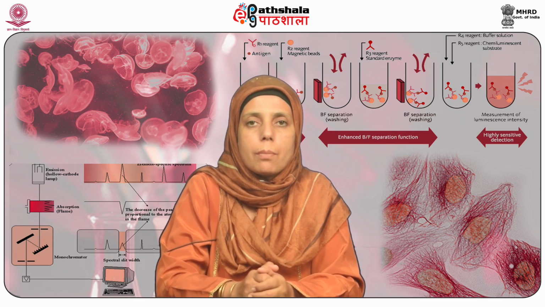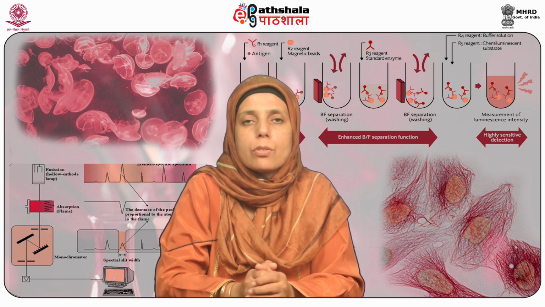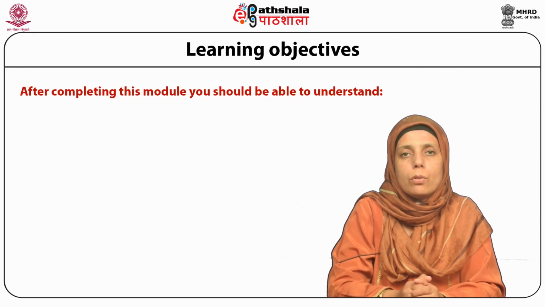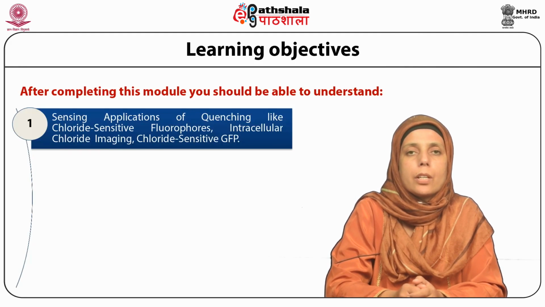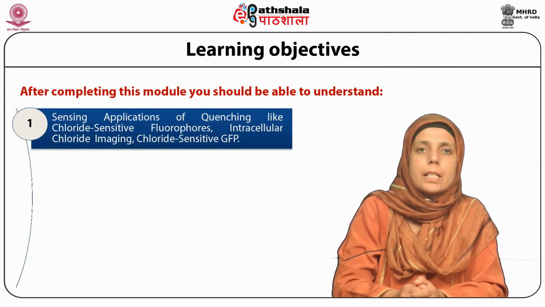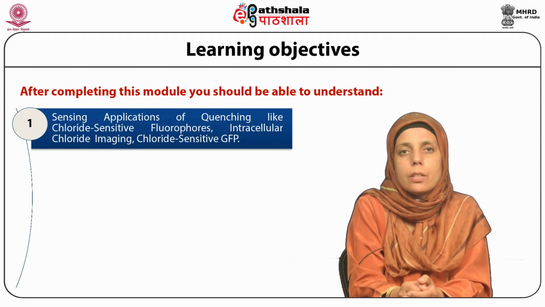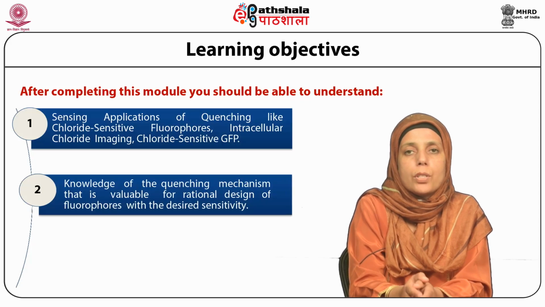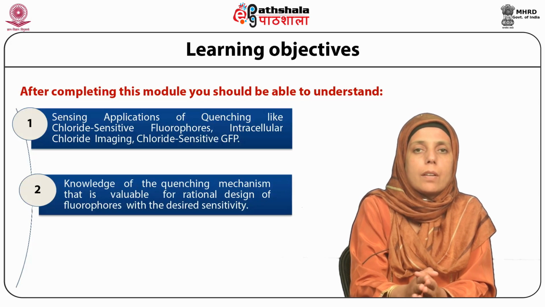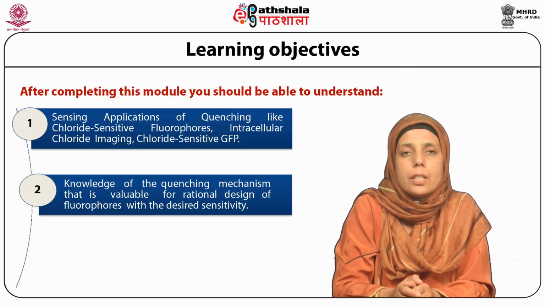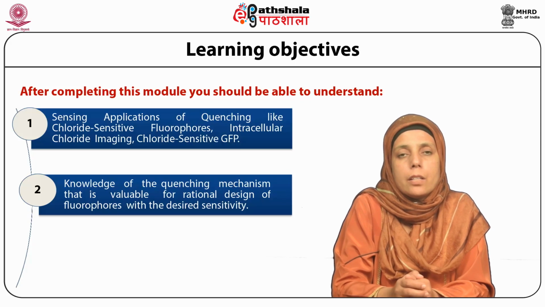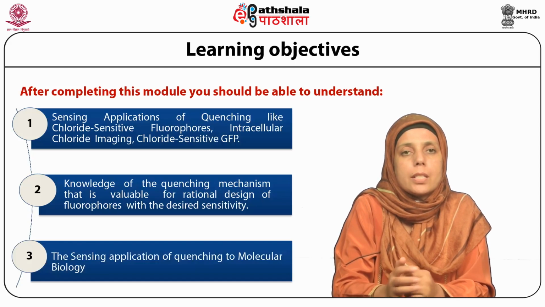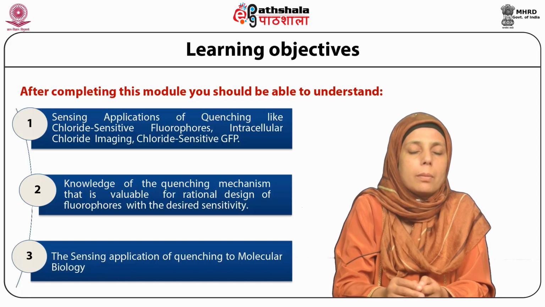Here we are going to discuss the module Sensing Applications of Quenching from the paper Atomic Spectroscopy. In this module, you will learn about the sensing applications of quenching, like chloride sensing, fluorophores, intracellular chloride imaging, and chloride sensitive green fluorescent proteins. The knowledge of quenching mechanism is valuable for rational design of fluorophores with the desired sensitivity. In this module, we will also learn about the sensing application of quenching to molecular biology.